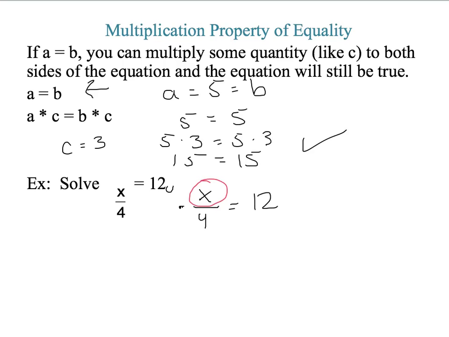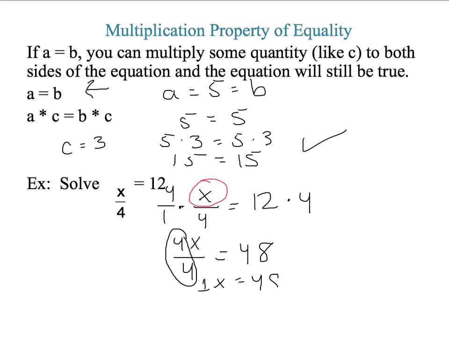So multiply this side by 4, or 4 over 1 if that makes it easier for you to see, and multiply this side by 4, or 4 over 1. So here, if you multiply straight across on the left side, you get 4x over 4 equals 12 times 4, which is 48. So here, 4 over 4, remember you can do multiplication and division in any order, so we're going to do 1/4 times 4. 4 divided by 4 will give you 1, so you just end up with 1x equals 48, or just x equals 48.